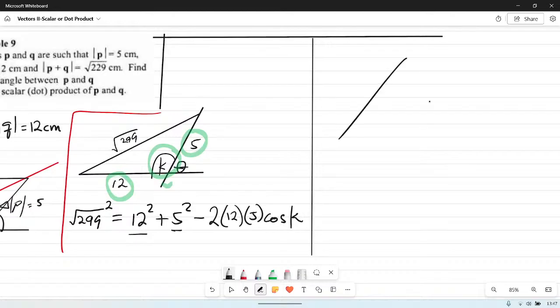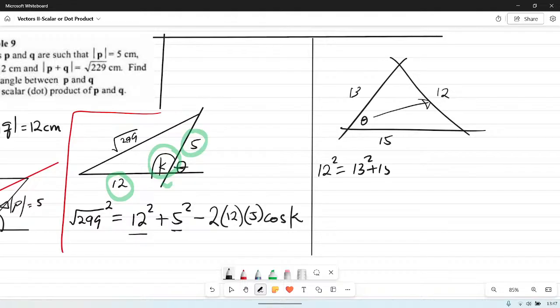So another idea of cosine rule. If I give you 60 here, and I give you 12, 13, and 15, and maybe they say let me put theta here. I use the cosine rule. The first thing I write is the side opposite to the angle: 12 squared equals 13 squared plus 15 squared minus 2 times 13 times 15 cos theta.